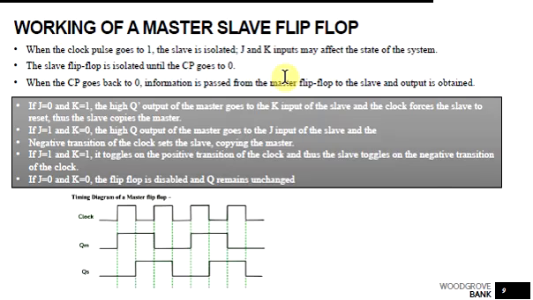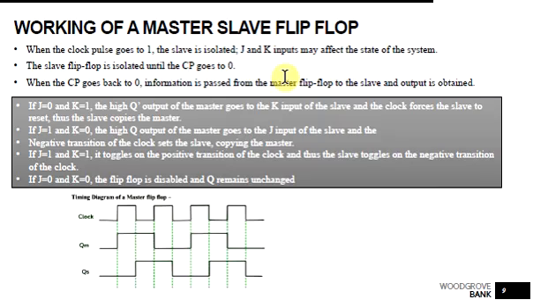So that is isolated. When the clock goes to 0, the information is passed from the master. Whatever information is the output of the master will be passed to the slave, and the output is obtained accordingly. Now we'll consider different conditions for the truth table.